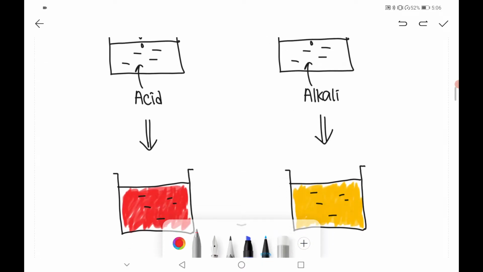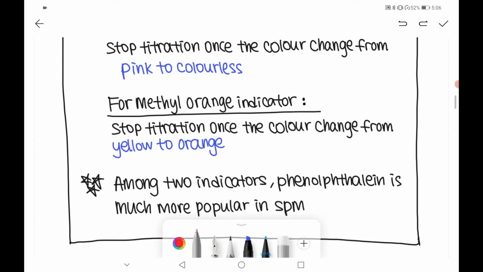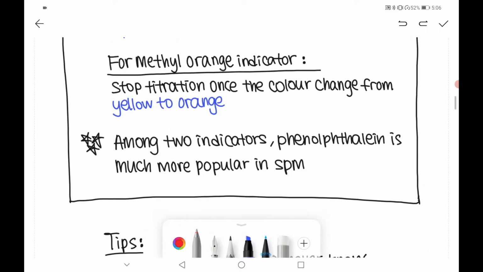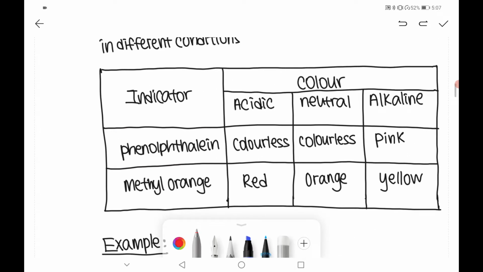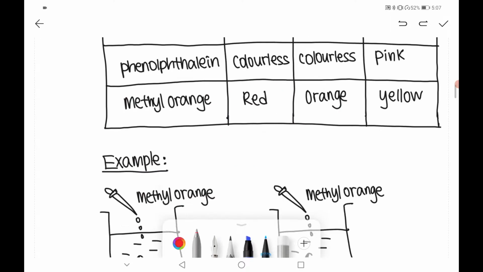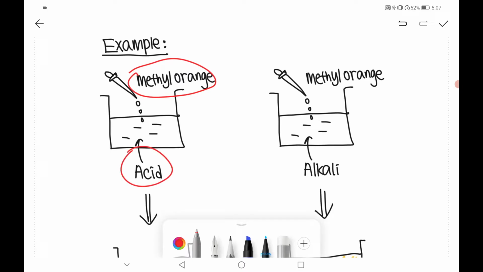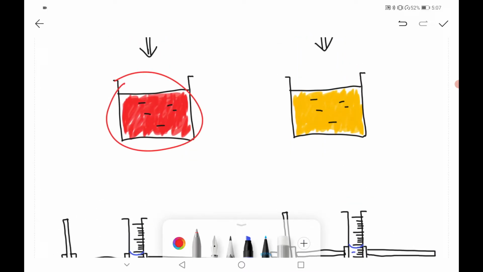All right, so let me show you an example of why the indicator can do such magic for us. Let's say if I put methyl orange in acid, remember what is the original color for acid, everyone? Colorless. All the acids and alkalis are colorless initially. When you put methyl orange in acid, you will see a red color, okay? So if you add the methyl orange into the acid, the color becomes red.